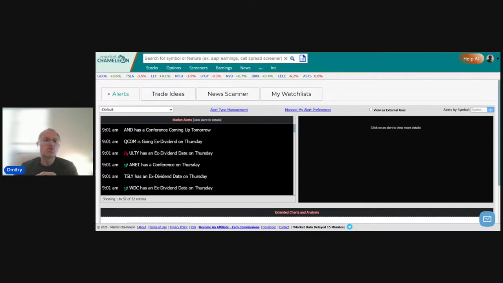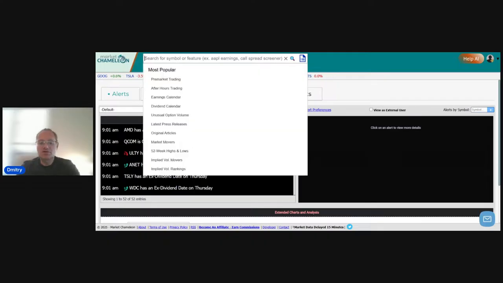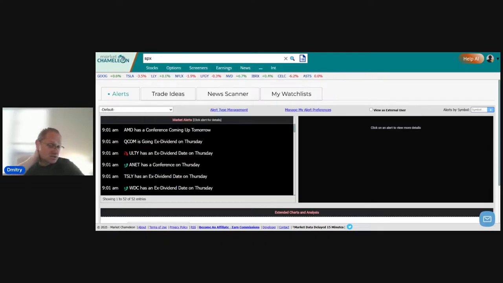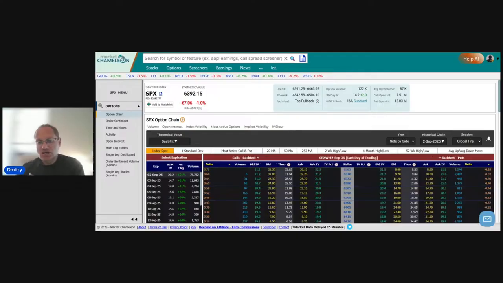To go to the SPX, we could type it into the search box up here. So type in SPX. This will take us to the main SPX page. And because SPX is an index, it's not a security that you're trading, like an ETF or a stock. It's a calculation. It's an index tracking the S&P 500 based on that formula. So there's no security SPX, but we do have options, and this defaults to the option chain.